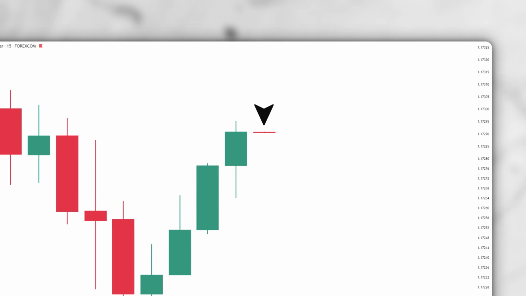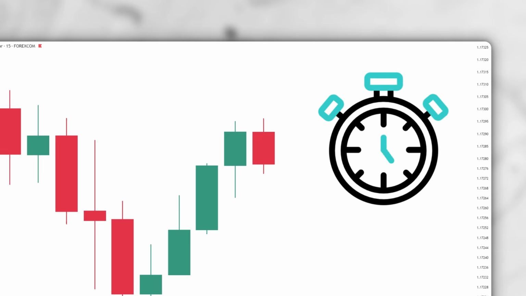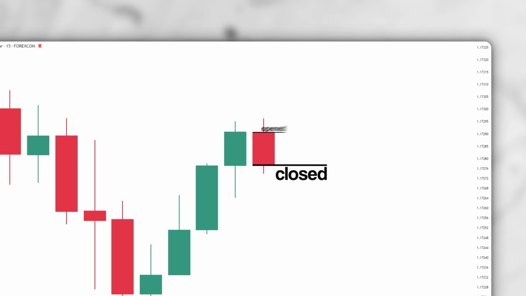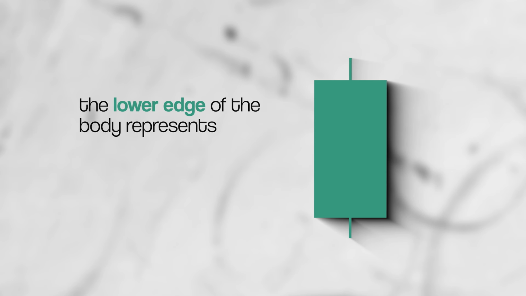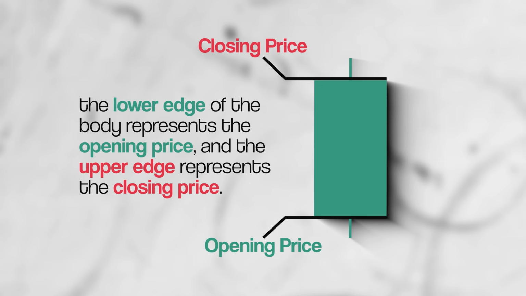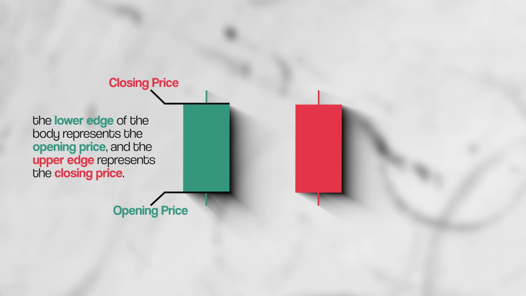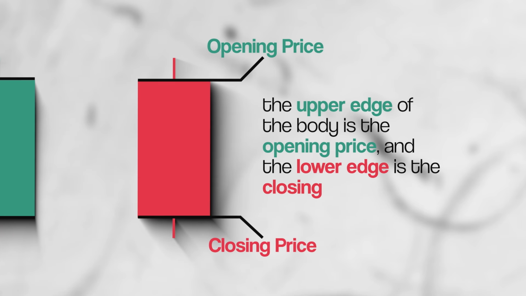Next, a new candle opens. During those 15 minutes, price moves up and down, constantly fluctuating. When those 15 minutes are over, we see that the price closed below the opening price. As a result, this candle becomes bearish. From this, we can draw an important conclusion about the candle body. In a bullish candle, the lower edge of the body represents the opening price, and the upper edge represents the closing price. In a bearish candle, it's the opposite. The upper edge of the body is the opening price, and the lower edge is the closing price.